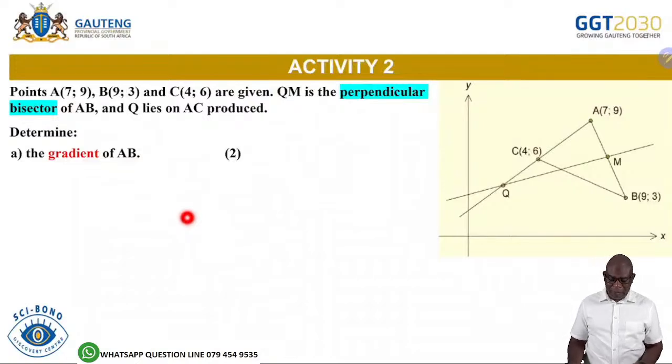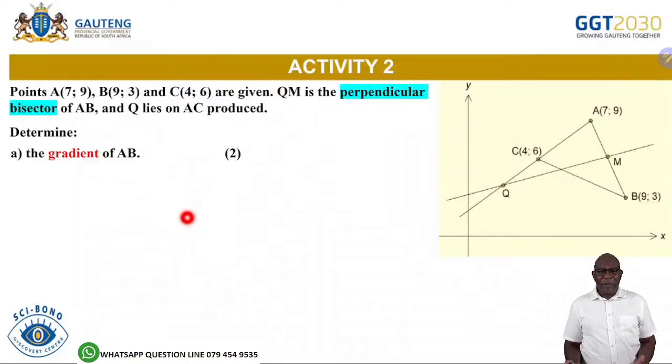Now, activity number 2. Similar things. Questions will basically be the same, changing the numbers only, but you need to read the question. Points A, B, and C are given. So point A is there, point B is there, point C is there. QM. Now, terminology is very important. We must read and understand these terminologies.